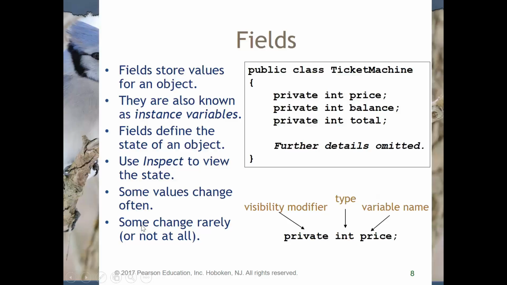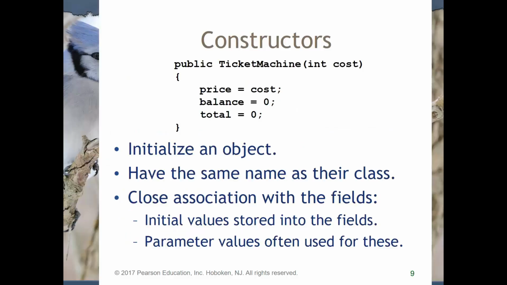Let's see, what else on here? Some change rarely or not at all. Some values change. In other words, I can change this as often as I want or as little as I want. It's up to you as a developer. We're going to learn about something called the constant later, which is set once and never changes, and that's what they're referring to.